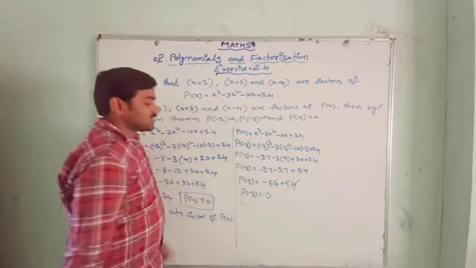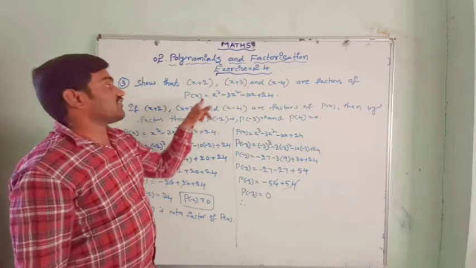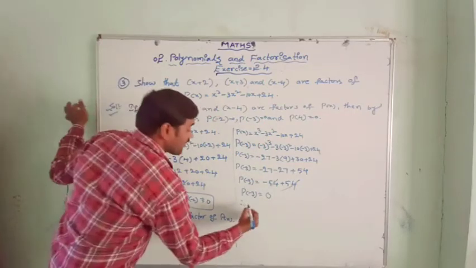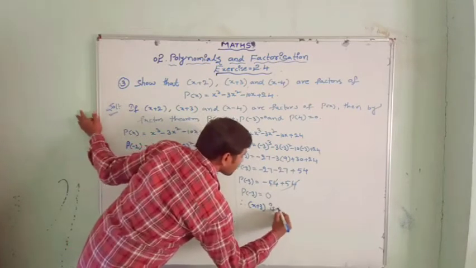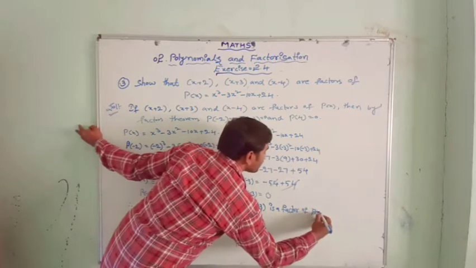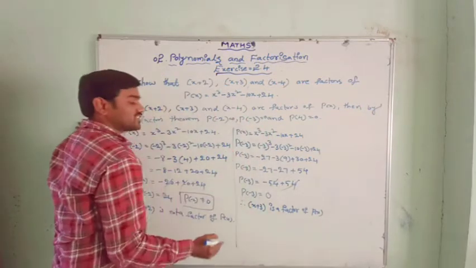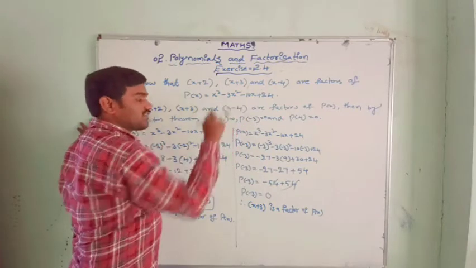In this case, see, p of minus 3 equal to 0 you got. Then here x plus 3 is a factor of this given polynomial. You can write here x plus 3 is a factor of given polynomial p of x. Now in the same way we have to check this x minus 4 is a factor of this or not.